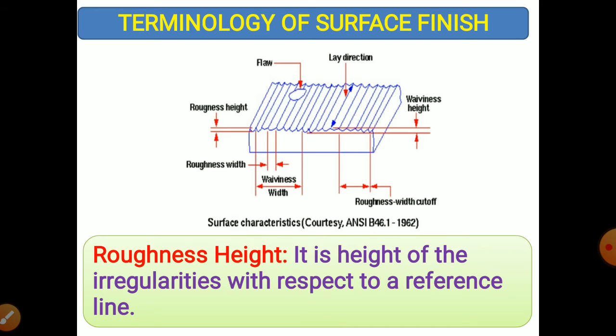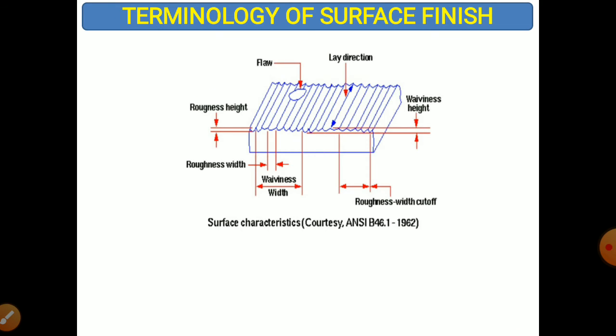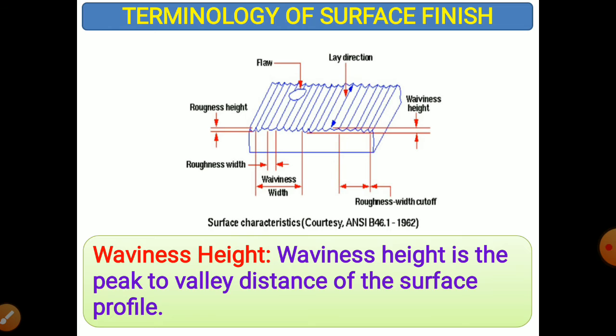Roughness height is already explained. Whatever the height of the roughness, it is called roughness height. Next is waviness height. Whatever the height of the waviness, it is called the waviness height. That is, waviness height is the peak to valley distance of the surface profile.